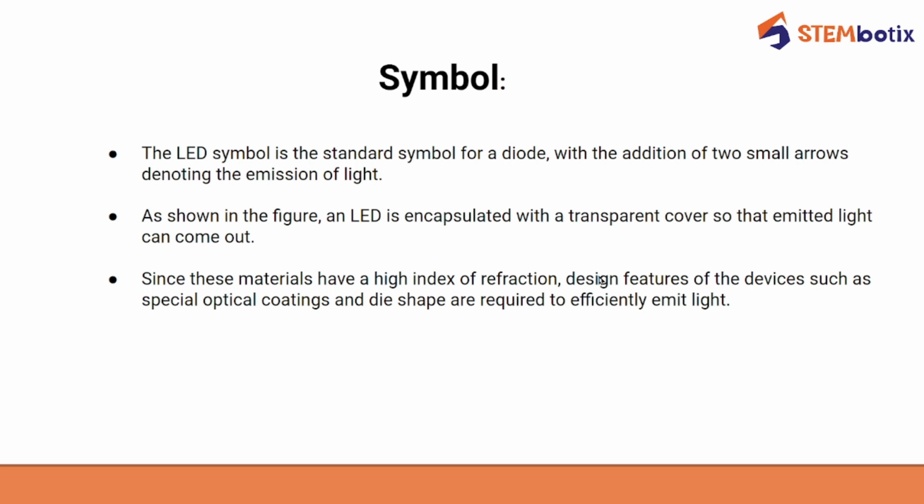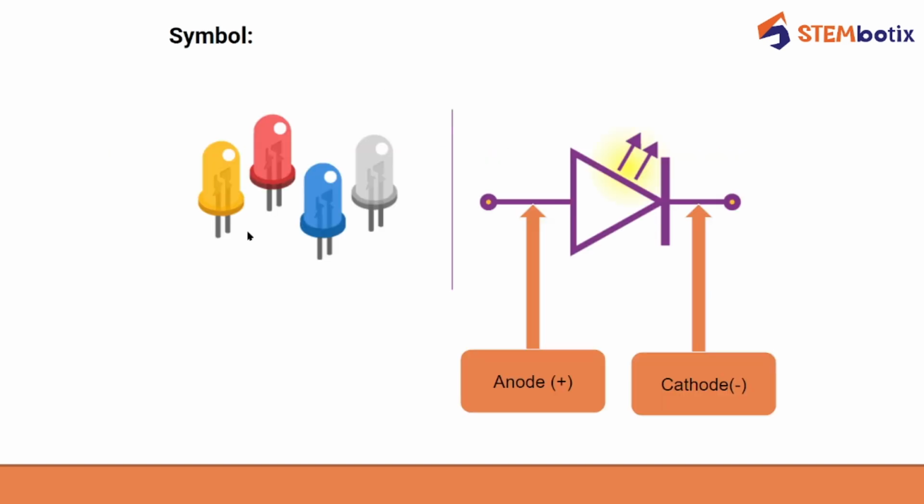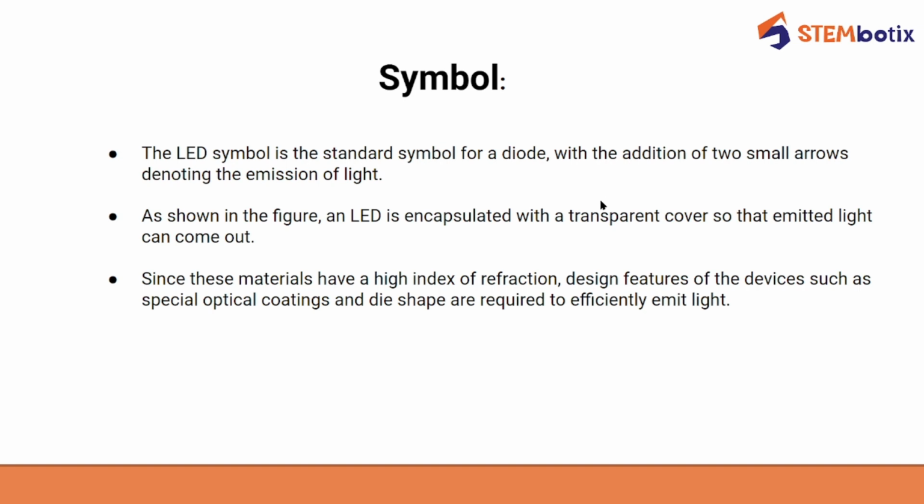Now let's talk about the symbol, how you can represent an LED in a circuit diagram. The LED symbol is the standard symbol for a diode with the addition of two small arrows denoting the emission or production of light. As you can see here, this is the simple diode, but in addition there are arrows which describe the emission of light. And this is how your LED is symbolized.